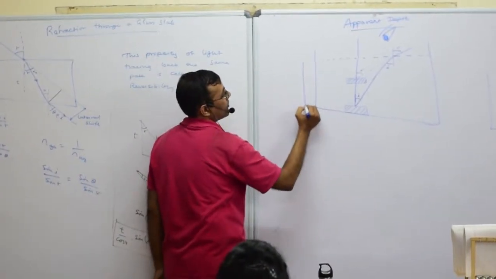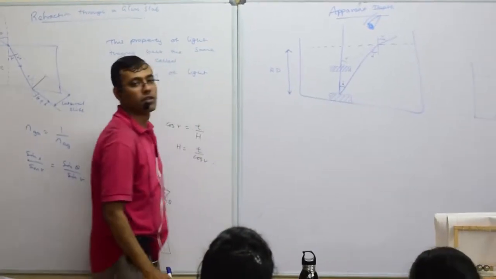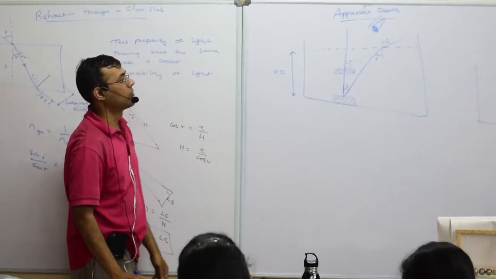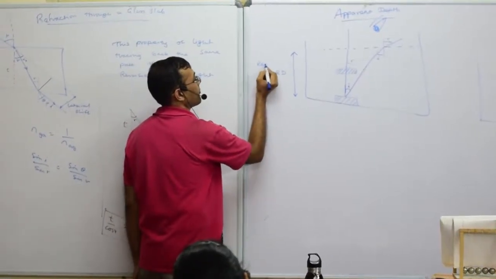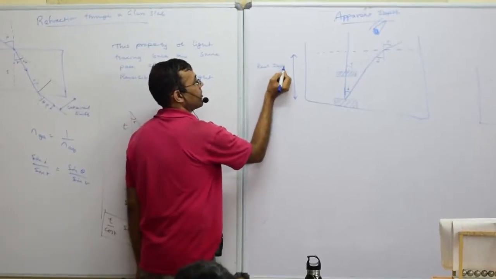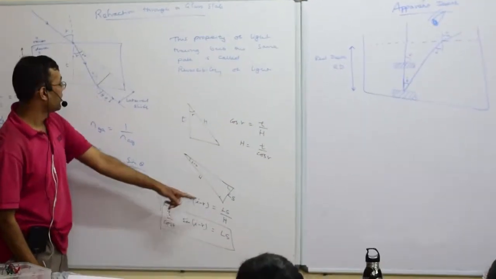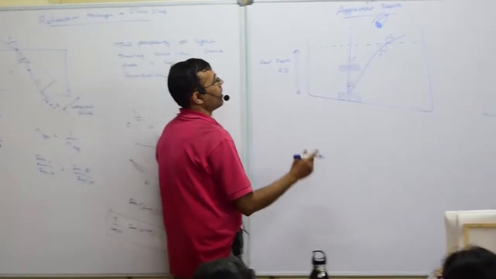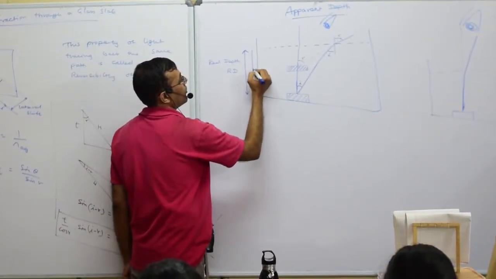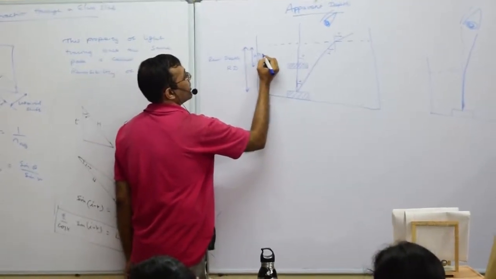And this I am going to call real depth, RD. Instead of calling it H or Y and all those things, let's call it real depth, RD, so that you don't have to remember what it is. Here also, that's why I call it lateral shift. This height is what I want, which is, what do you call this? Apparent depth.